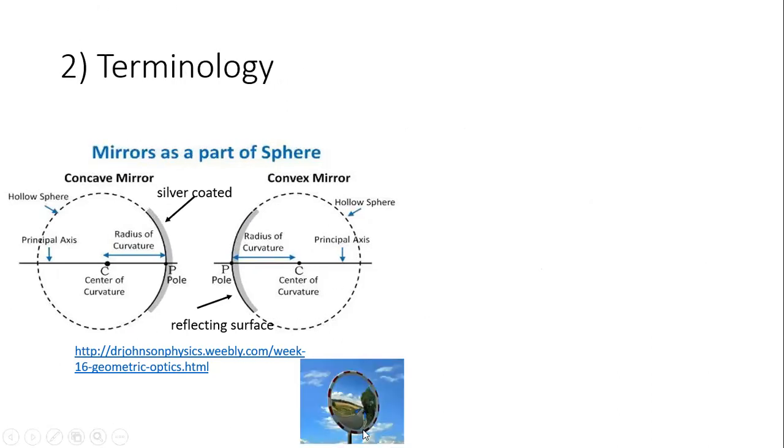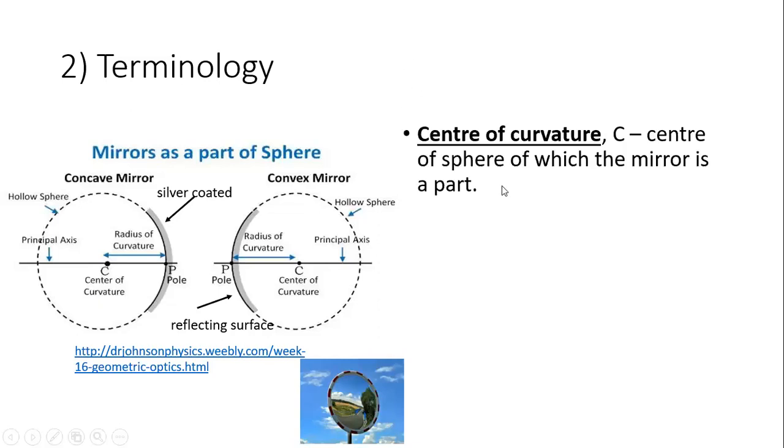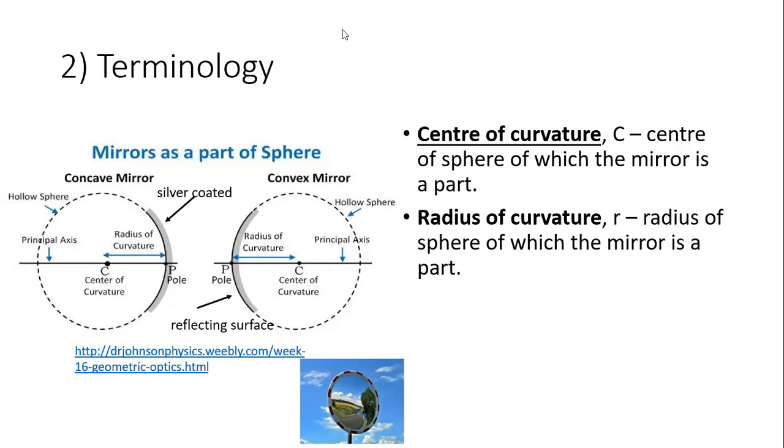You will probably see this type of thing on a corner of the road, because you get a wide view, allowing you to see around the corner. Center of curvature, C: the center of the sphere of which the mirror is part. So that's your C, a different place. R, radius of curvature: the radius of the sphere of which the mirror is a part.